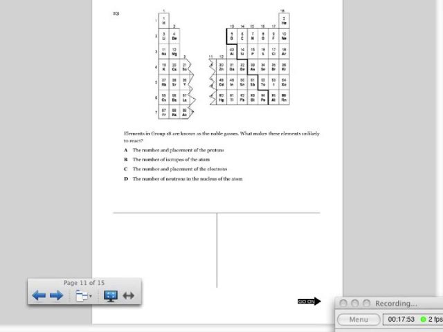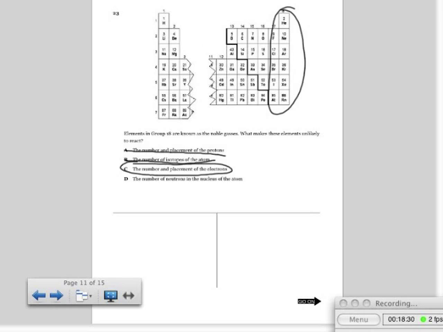Okay, this question says, elements in group 18 are known as the noble gases. What makes these elements unlikely to react? So these guys right here in group 18. The number and placement of the protons, is that what we're looking for? No. Nope. The number of isotopes of the atom? No. Remember, isotopes are just fewer or more neutrons than a normal one. C, the number and placement of the electrons. Yes. Okay, that looks like a possibility.